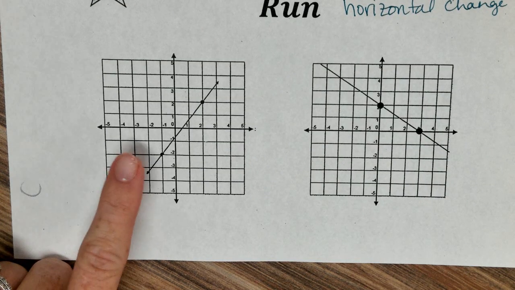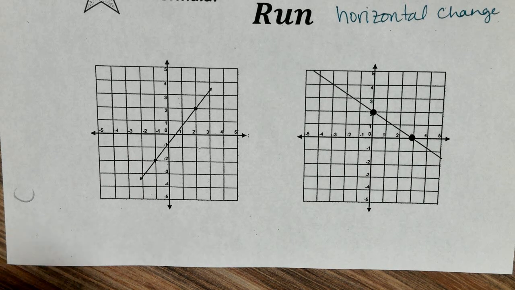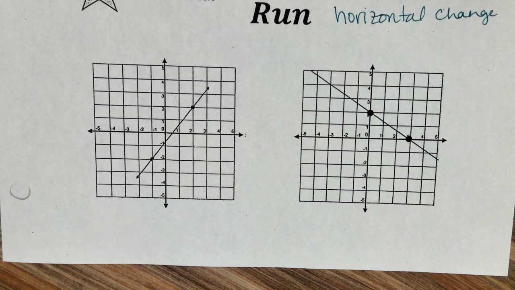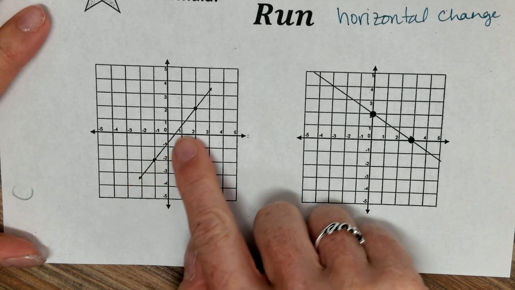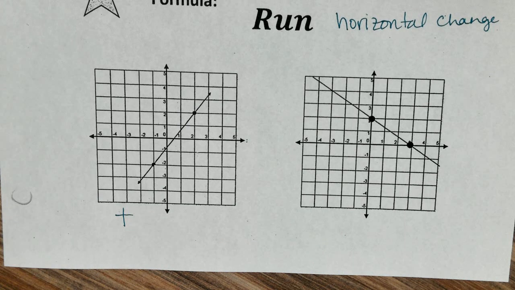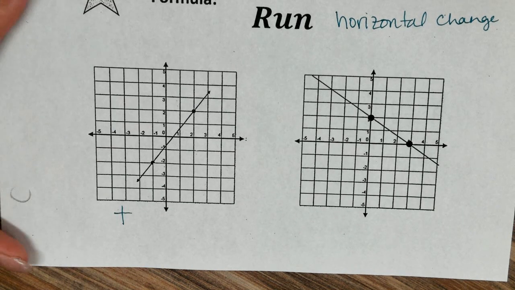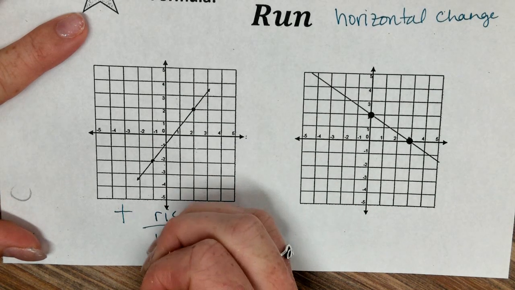Everybody look at the first example. This is a graph. The first thing I want you to ask yourself is, what would Slope Dude say? He would say puff, puff, positive. Why would he say positive? Because from left to right, it is going up. So this has a positive slope. And to find the slope, we're going to do rise over run.